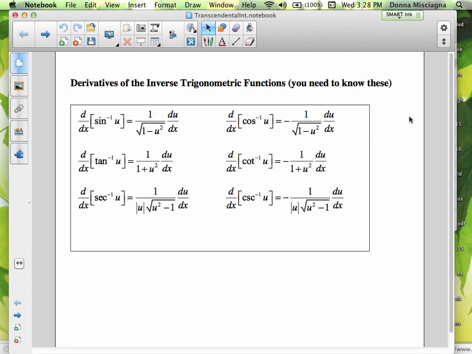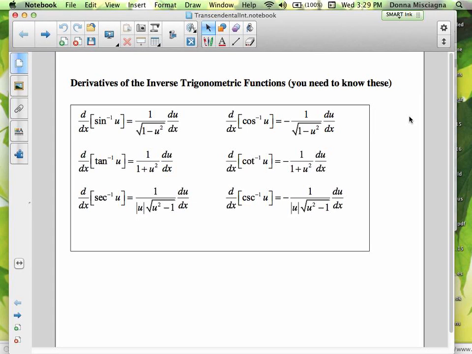All right. So I will give everyone a copy of this. These are the derivatives of our inverse trig functions. So the integral is just going to go the other way, right? So these were the derivatives. Arc sine was 1 over square root of 1 minus u squared du dx. And arc cos is almost the exact same thing with a negative sign.